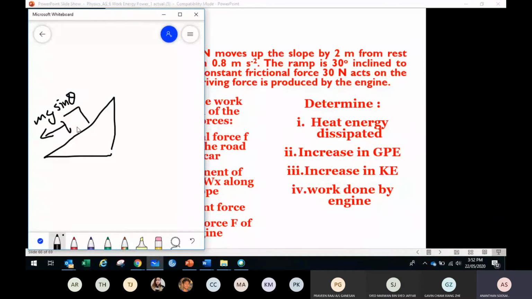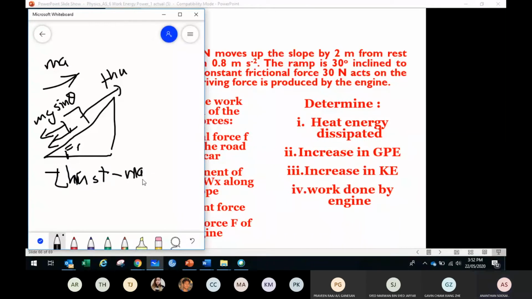What else is acting down? Friction is also acting down, and of course the thrust is acting up. So the resultant force is up. We are asking for the MA. So of course the thrust minus mg sin theta, minus friction, will give you the MA.